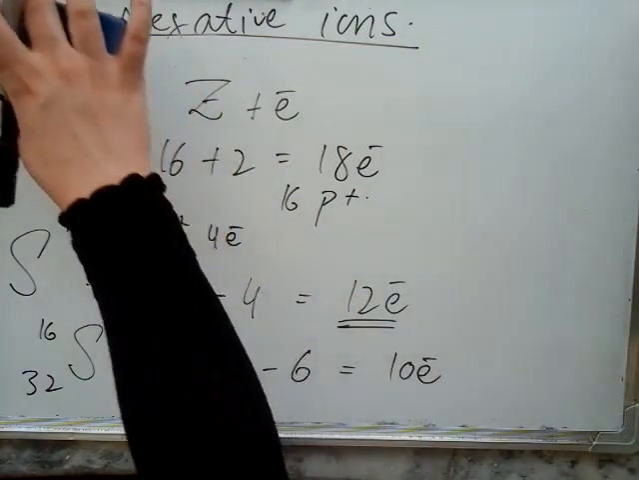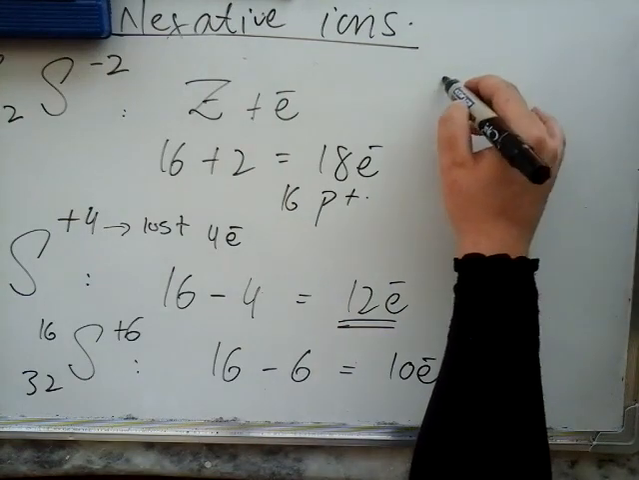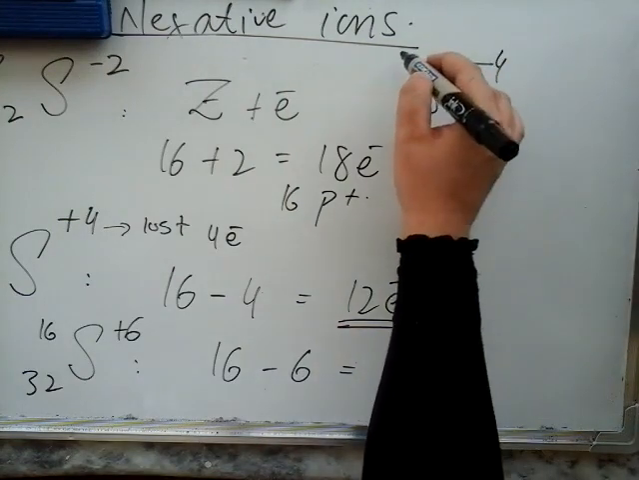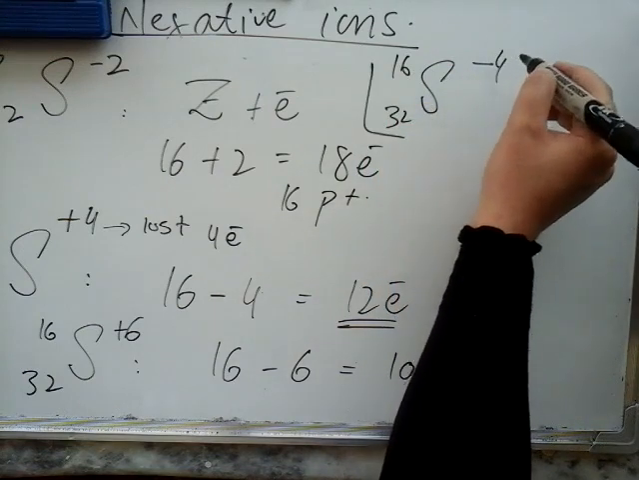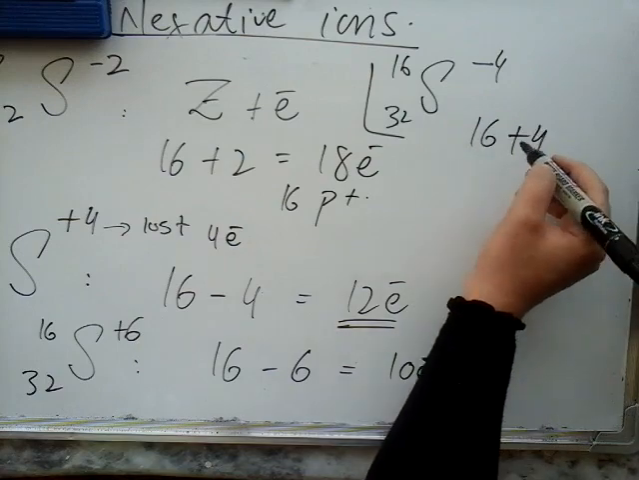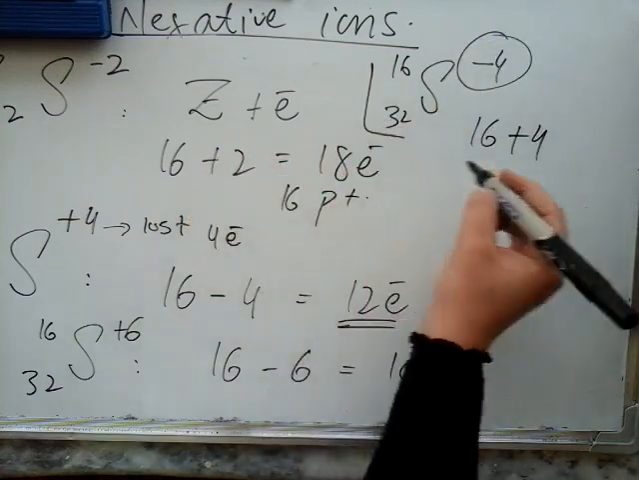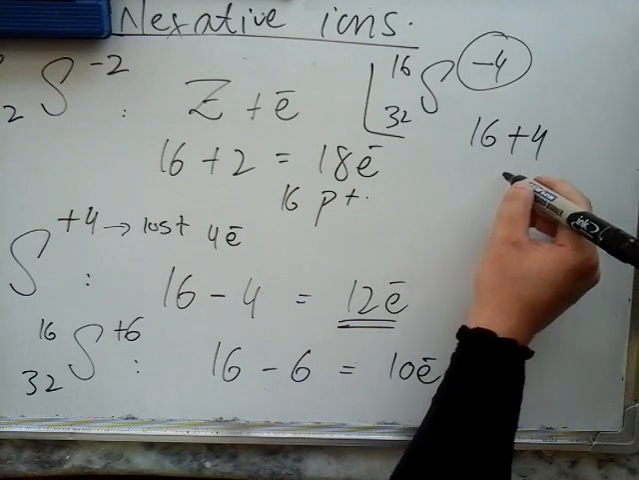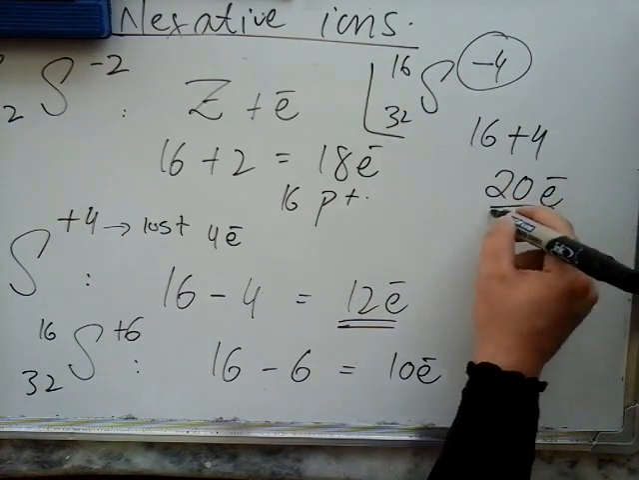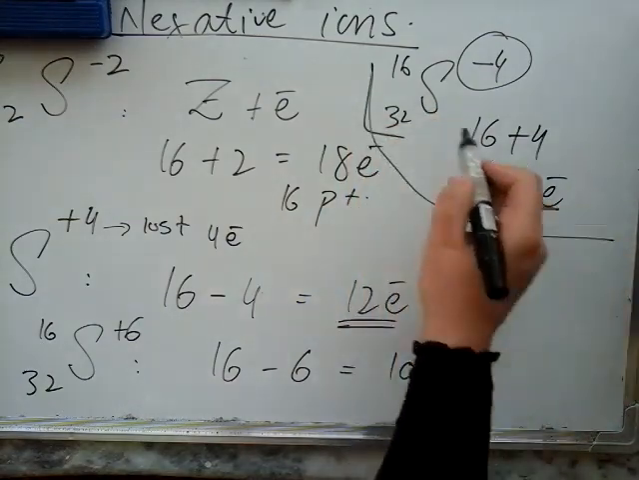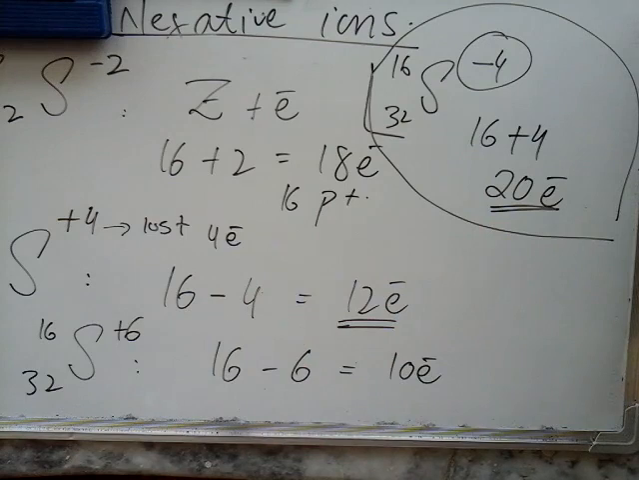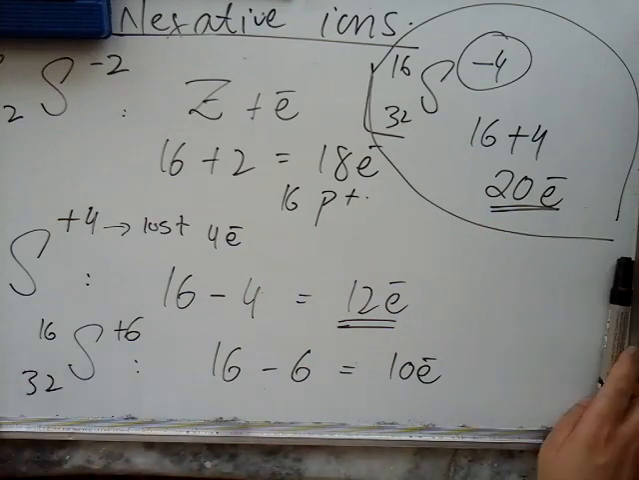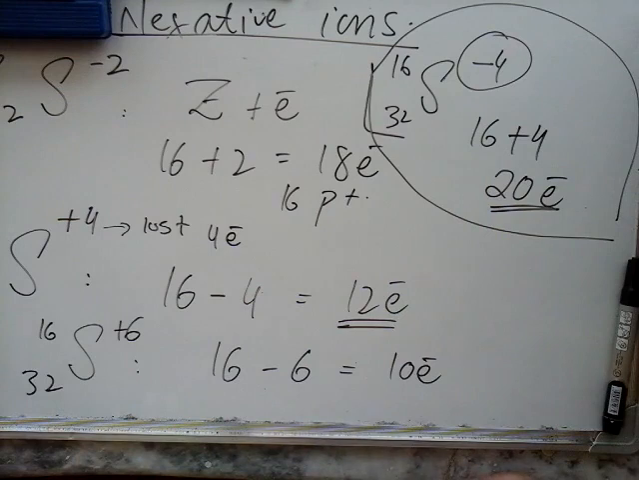In the same case, if the sulfur charge is, for example, minus 4, with atomic number 16 and mass number 32, it means that it has gained 4 electrons. So 16 plus 4, minus means gaining of electrons. The number of electrons would become 20. So now sulfur has 20 electrons, because it has gained 4 electrons, so its negative charge is increased by 4. I hope that you have understood the concept of finding the electron number of ions from the atomic number and mass number.